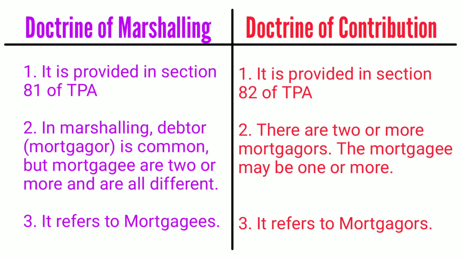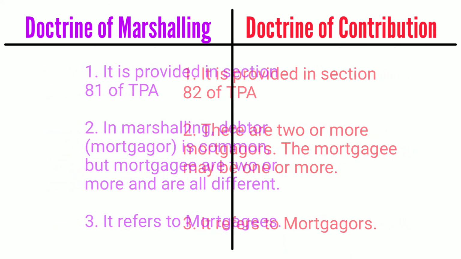But number 2 is very important. In marshalling, the debtor, here debtor means mortgagor, is common, but the mortgagees are two or more and are all different. On the other side, in the doctrine of contribution, there are two or more mortgagors and the mortgagee may be one or more. This is the difference. Now the doctrine of marshalling refers to mortgagees, while the doctrine of contribution refers to mortgagors.